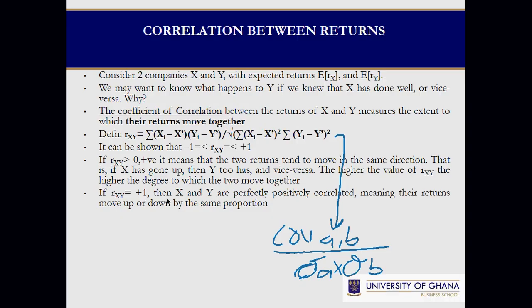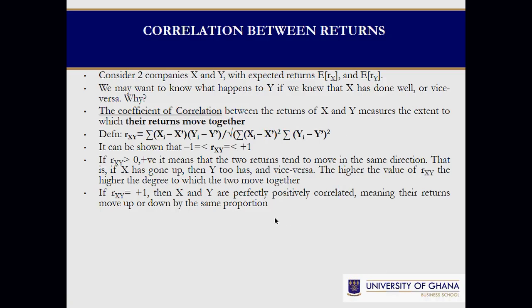If the correlation is +1, then it means that Y and X are perfectly positively correlated, meaning that they move in the same direction. So their returns move up or down in the same proportion, right? And this is not what we as investors are looking for. If they all move together, it means that we have all our eggs in one basket. If that basket falls, all our eggs break, right? So we don't want that. So let's dive in and then see what we want.